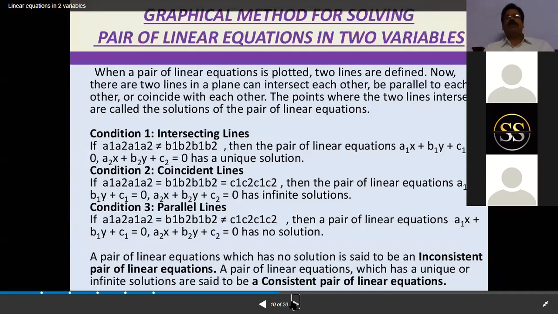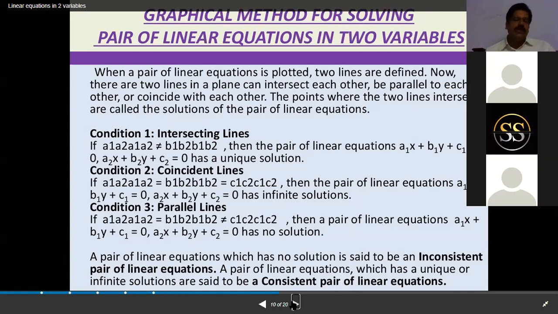The graphical method for solving a pair of linear equations in two variables: when a pair of linear equations is plotted, two lines are defined. Two lines in a plane can intersect each other, be parallel to each other, or coincide with each other. The point where the two lines intersect is called the solution of the pair of linear equations. Condition one: intersecting lines means it has a unique solution. That means a1 by a2 is not equal to b1 by b2, so the equations have a unique solution.